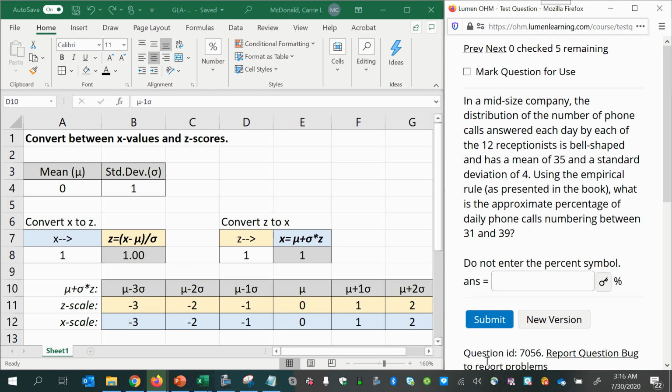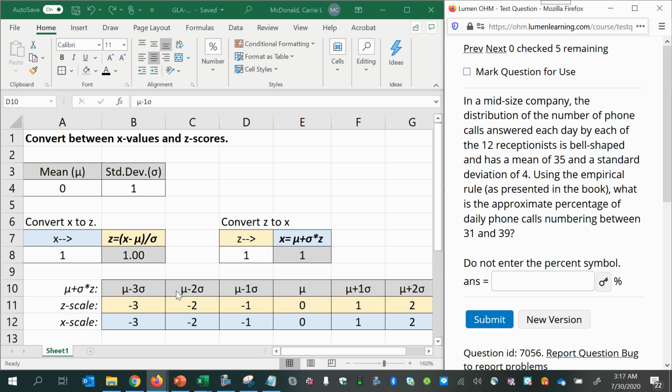In this video, we're going to practice some problems where we apply the empirical rule for normal distributions. Let's read the question here. It says, in a mid-sized company, the distribution of the number of phone calls answered each day by each of the 12 receptionists is bell-shaped and has a mean of 35 and a standard deviation of 4. Using the empirical rule, what is the approximate percentage of daily phone calls numbering between 31 and 39?